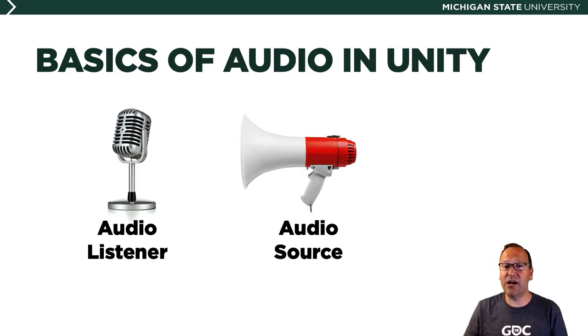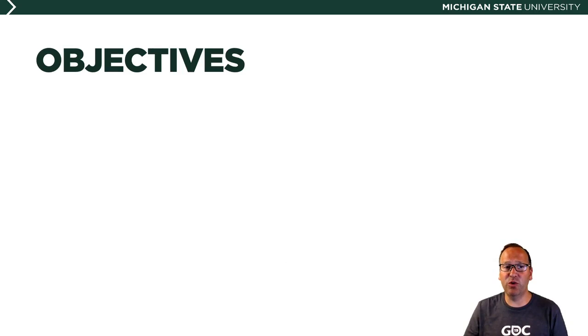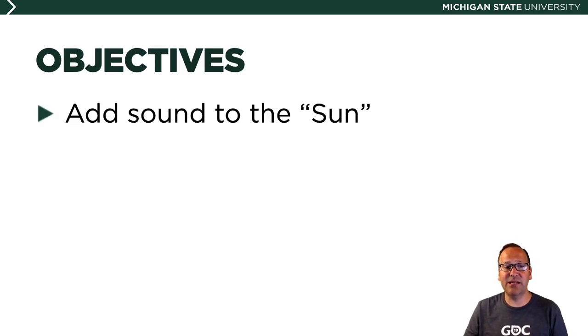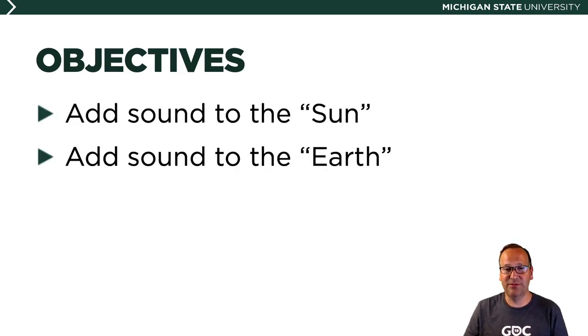You only have one audio listener component turned on at a time within your Unity scene. You also have audio source components attached to game objects within the scene. The audio listener picks up the sound emitted from all the audio sources to create the overall sound mix the player hears. Unity supports 3D positional sound. That is, the audio listener will position the audio from the audio sources based on their relative position in 3D space. Our objectives for this video will be to add sound to the sun and add sound to the earth.